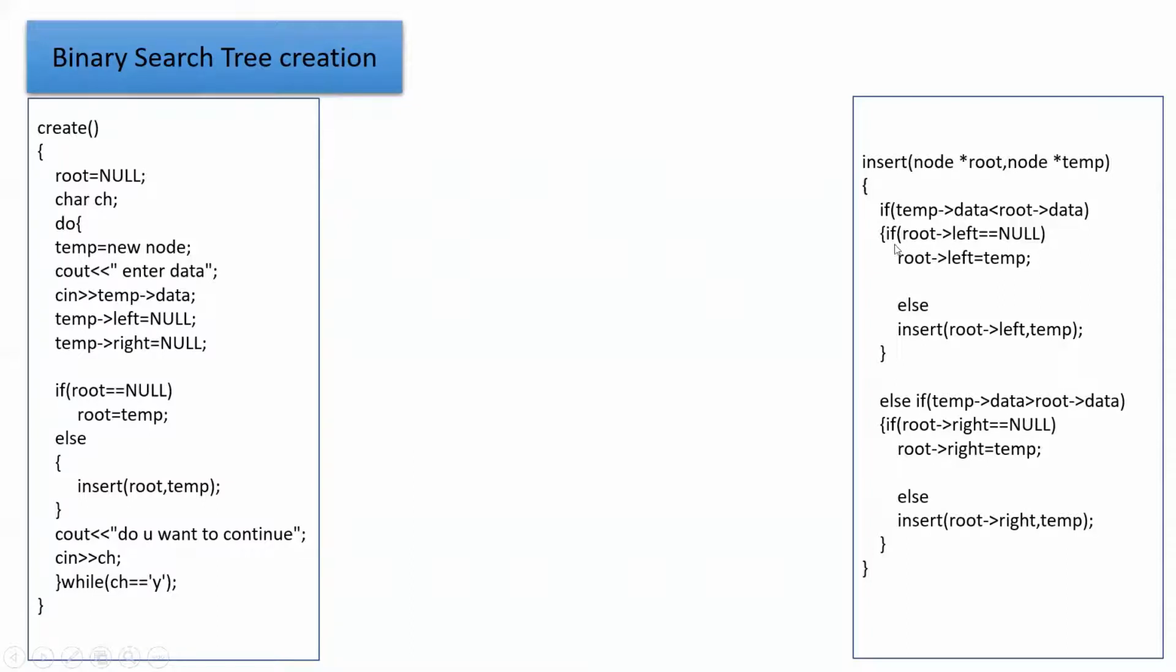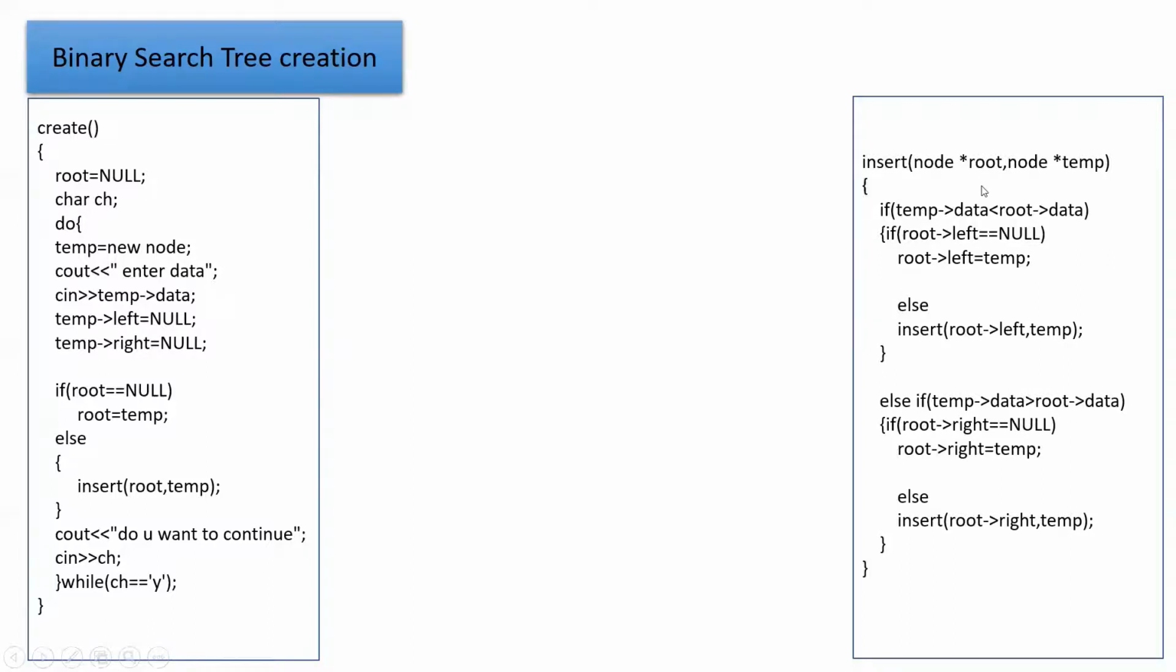So why are we taking this if root left is equal to null condition? Every time we want to check whether that root left pointer is null or not. If it is not null, that means already one child is present on the left side. If this is the case, then what we do here is give a call to the insert function by passing the 2 parameters root left and temp. So next time it is a recursive call.